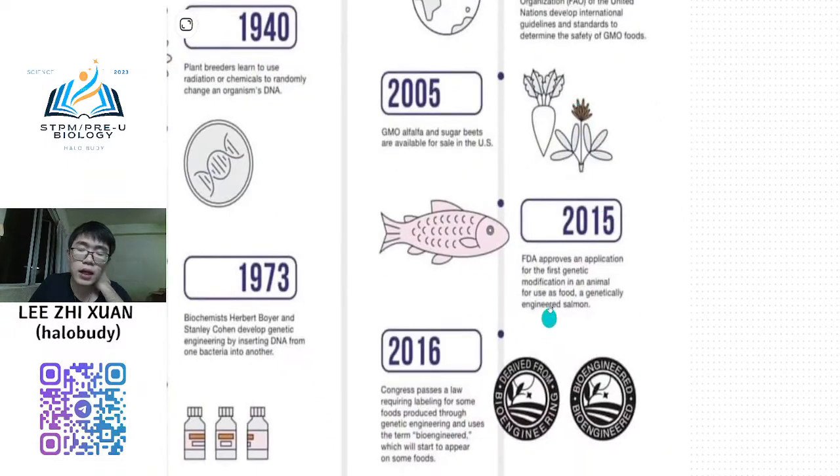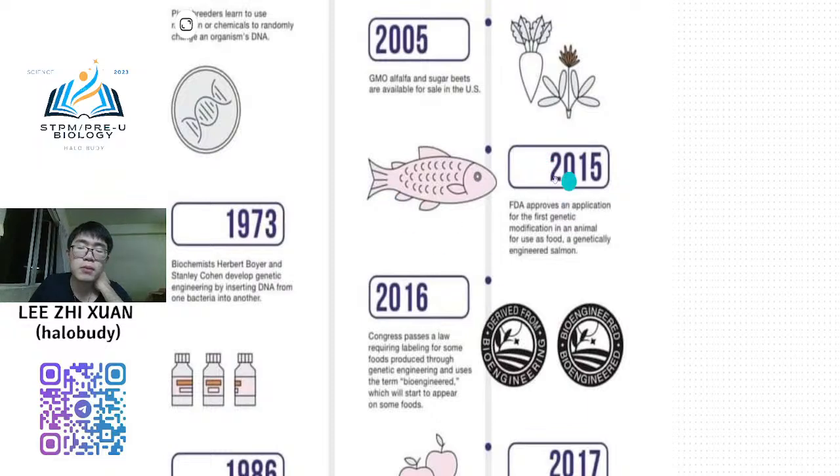Okay, and another one, the most famous one, is the salmon fish. They modify the gene of the salmon so that the salmon can grow bigger compared to the conventional salmon.